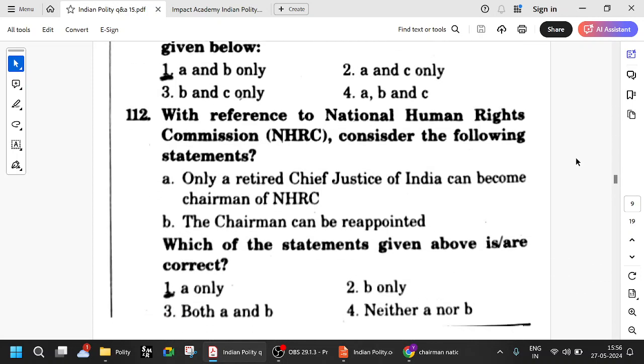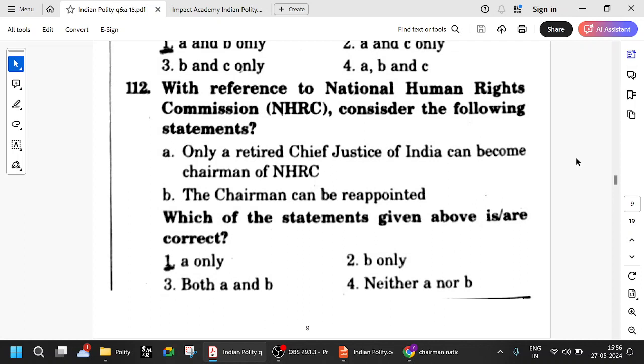With reference to the National Human Rights Commission, consider the following statements. Only a retired Chief Justice of India can be the chairman of the National Human Rights Commission, which is true. Can the chairman be re-appointed? No. So only A.